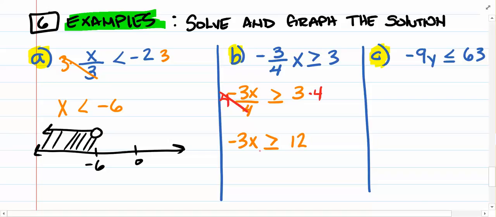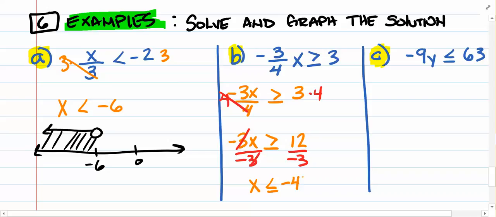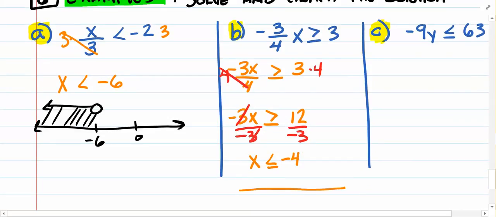My next step is to divide by negative 3. Because I am dividing by a negative number, I could interpret that as multiplying by negative 1/3. So therefore, I must reverse the direction of the inequality sign. So x must be less than or equal to 12 divided by negative 3, which of course is negative 4. So graphing that on the number line, here is 0, here is negative 4. We put a dot and we close it off because it's less than or equal to, and I shade to the left.